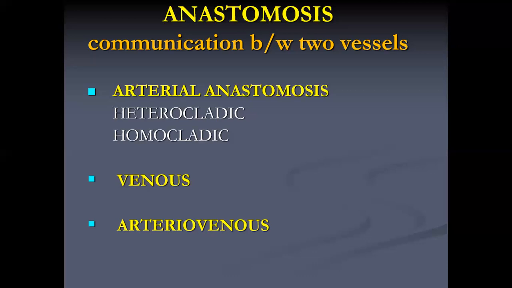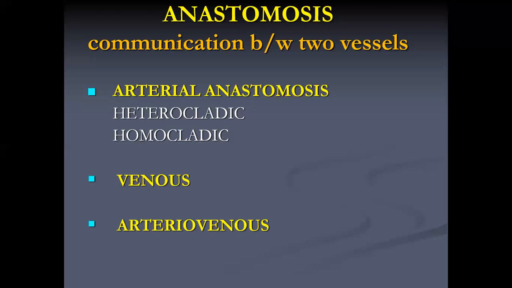Veno-venous anastomosis is the one in which different tributaries of veins form a network, and this is known as venous anastomosis. It can be seen in the dorsal venous arch of the hand, in the dorsum of the foot, and between the tributaries of the saphenous vein.